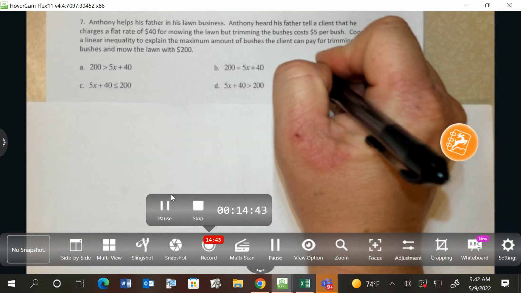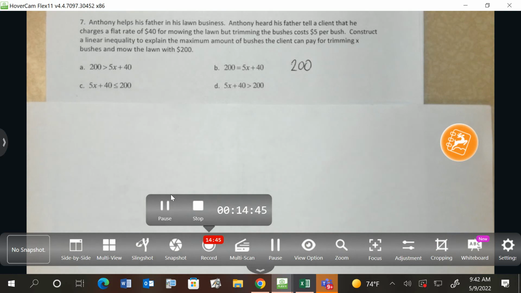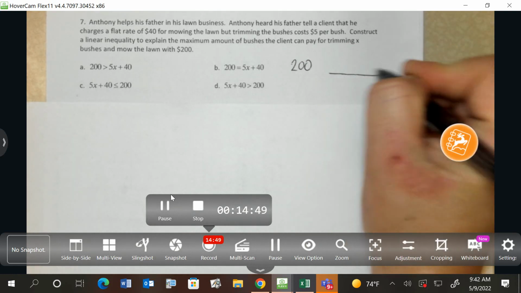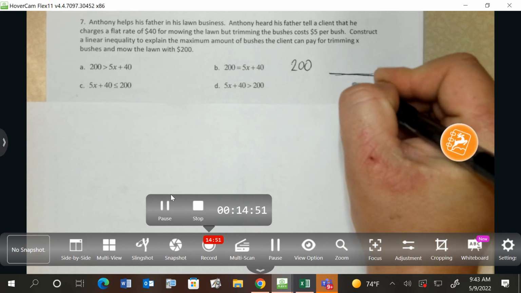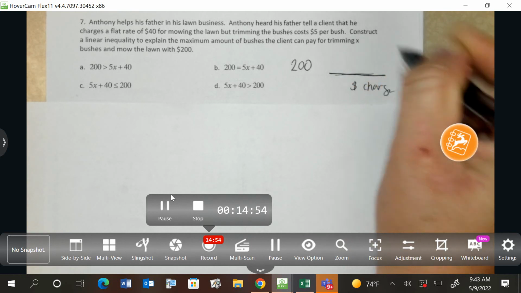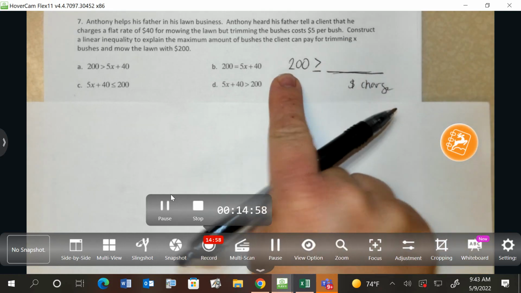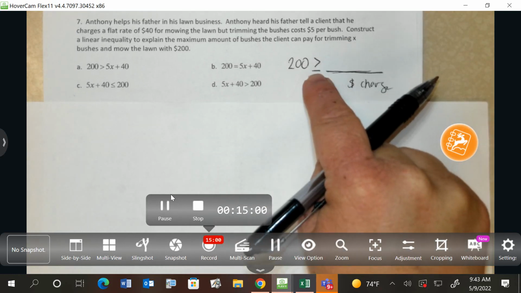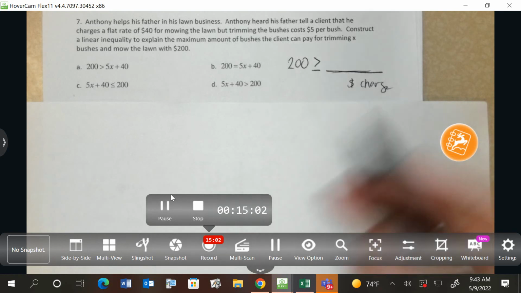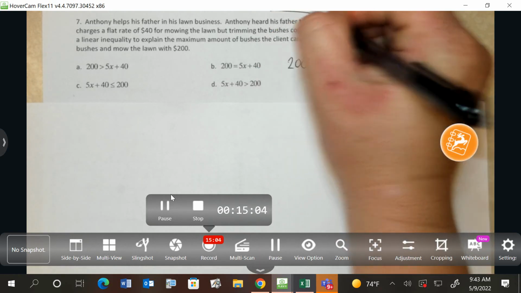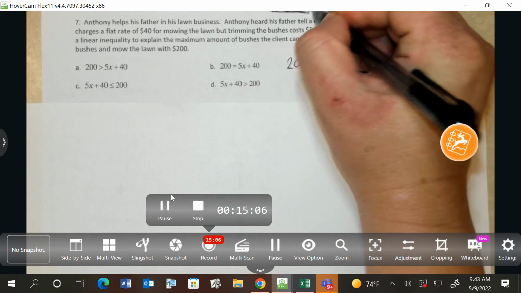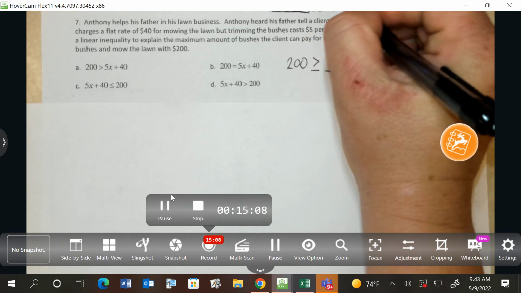Everybody write down 200. The client says, okay, I've got $200, but I will not give you anything more. So whatever Anthony's father charges, whatever's going to get charged for the fee, this amount has to be less than or equal to 200. Okay? By the way, you could also write it like this. We could have that amount, and again, this is the amount Anthony's dad charges. It's less than or equal to 200.